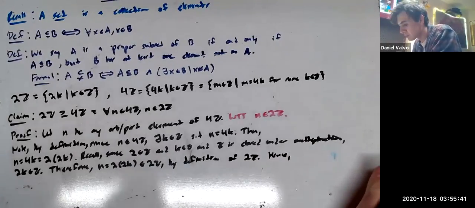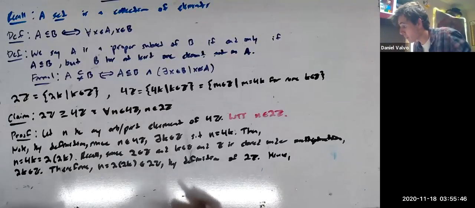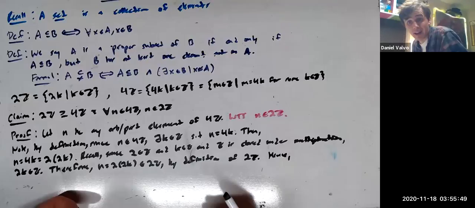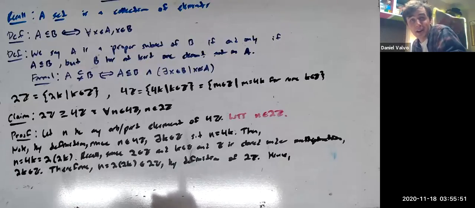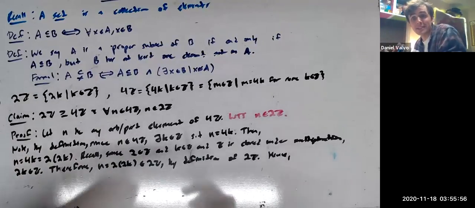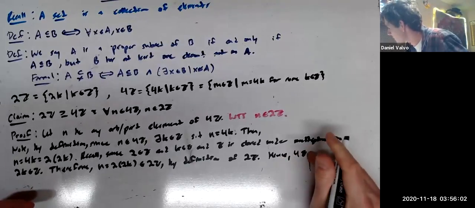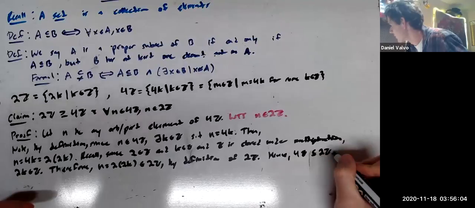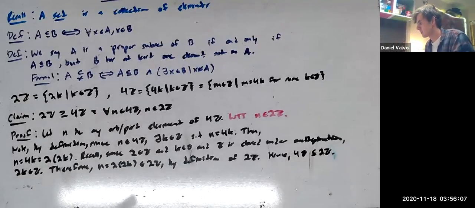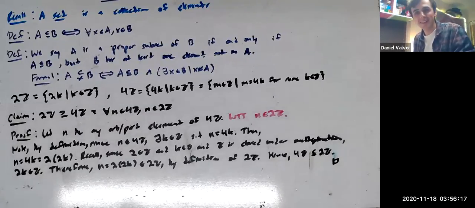And then hence, because we showed that any old element in 4Z is going to have the property that it can be written as 4k, n equals 4k, which can be written as n equals 2 times 2k, which is the property of being in 2Z. Any old element in 4Z is in 2Z, which is exactly what it means for 4Z to be a subset of 2Z. Square thing. Boom, done.